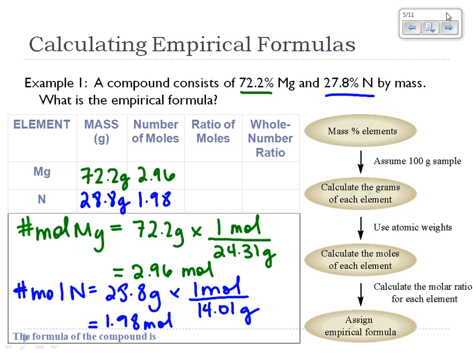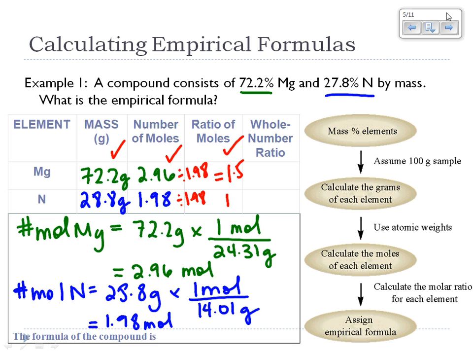So I did percent to mass, check, mass to mole. Now the third step in the riddle is divide by small. This is easy. You're going to take both numbers and divide them by the smallest of the two numbers. If I look here, the smallest number is 1.98. So I'm going to divide this by 1.98 and divide this by 1.98. What that gives me is 1, and if I do this, it's 1.5. So that's divide by small.